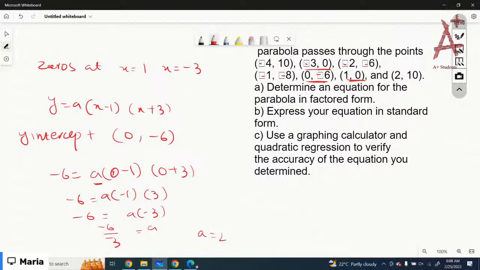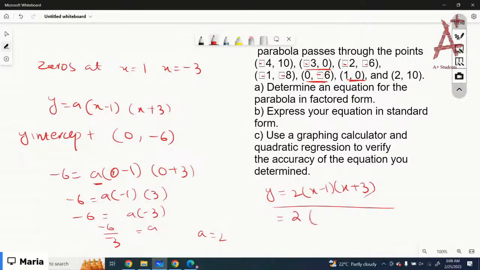Now the equation in the factored form is y equals 2 times x minus 1 and x plus 3. That is the equation in factored form. So for the b part, express your equation in standard form. Now we have to write the same equation in the standard form. So just expand this equation.